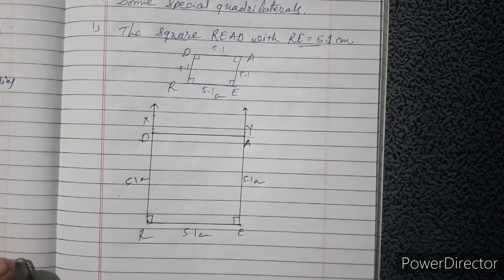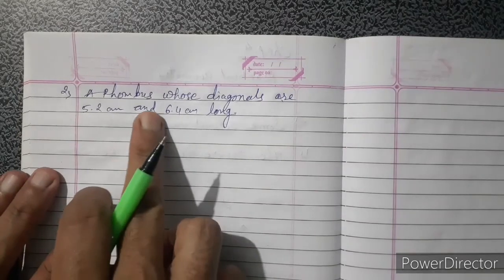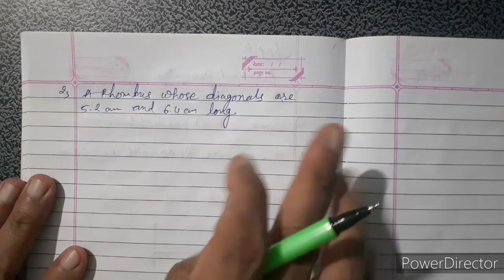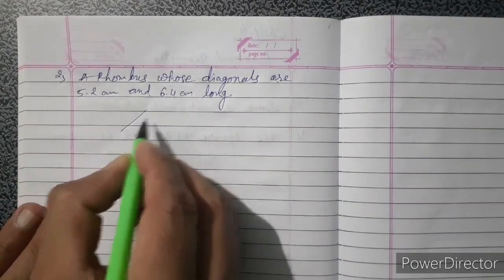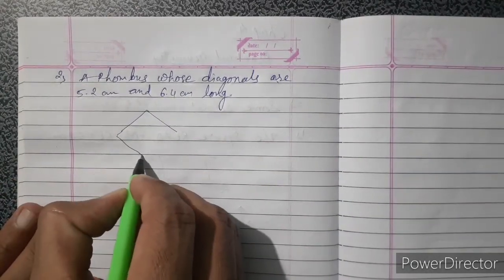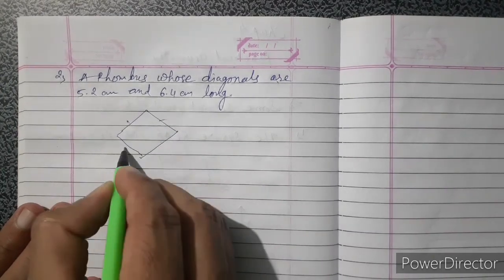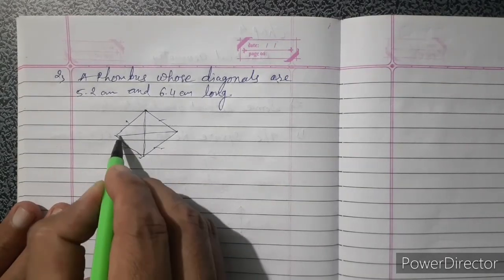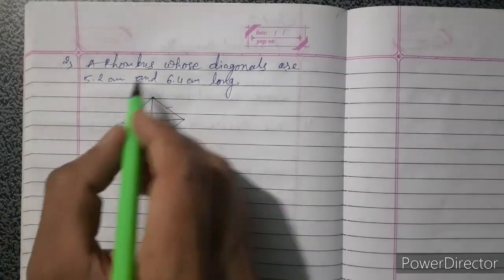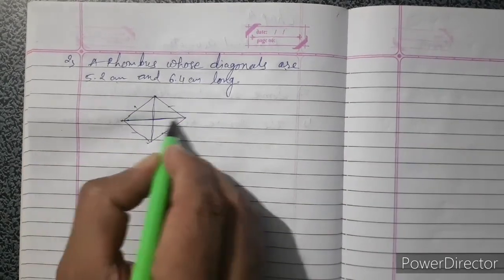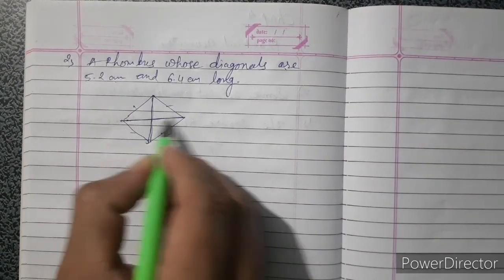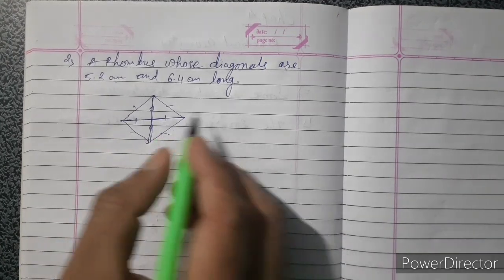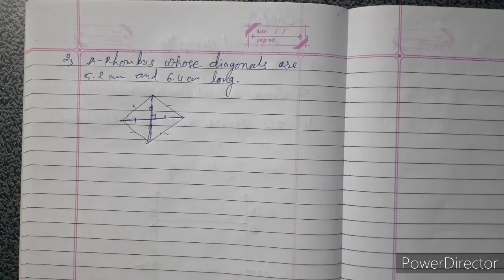Now next one. Look, the second one: a rhombus whose diagonals are 5.2 centimeter and 6.4 centimeter long. So rhombus means a quadrilateral in which all sides are equal, and both diagonals are perpendicular bisectors. Here the measurements of the diagonals are given. Perpendicular bisector means they divide each other into two equal parts, intersecting at 90 degrees.